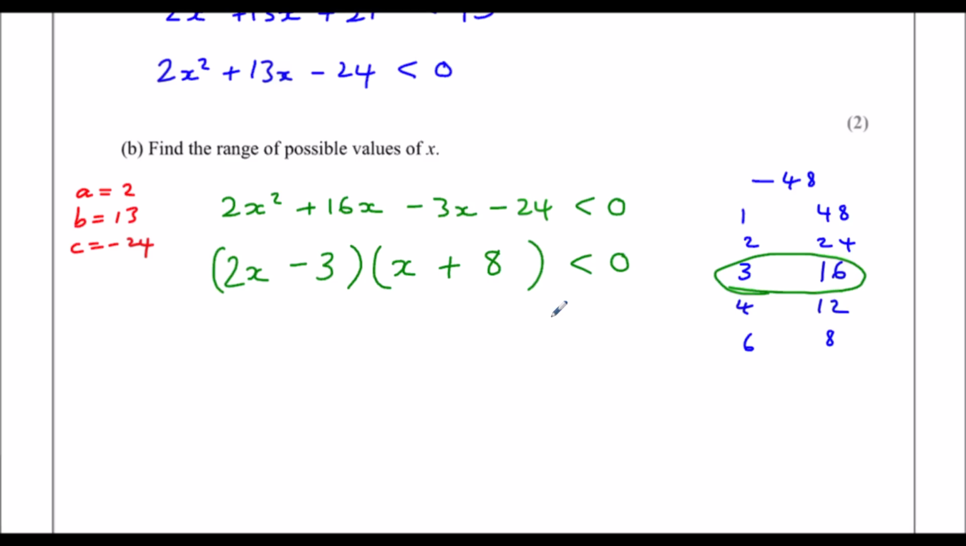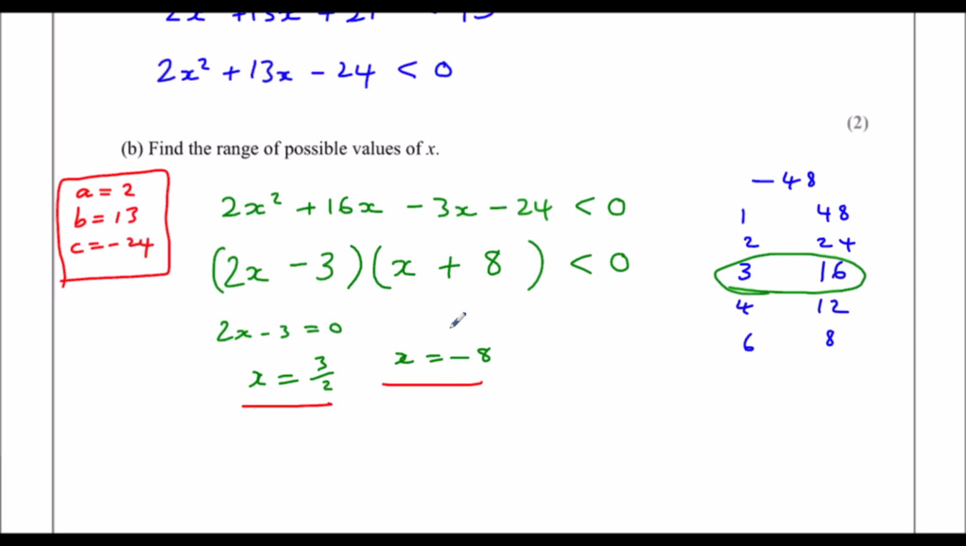So let's find what makes it equal to 0. What would x be for it to be equal to 0? So either the first bracket is 0, 2x minus 3 is 0, so plus 3 and divide by 2, x would be 3 over 2, or what makes the second bracket 0? Negative 8. And if we had used a, b, c and substituted them into the quadratic formula, we would have got these same two answers.